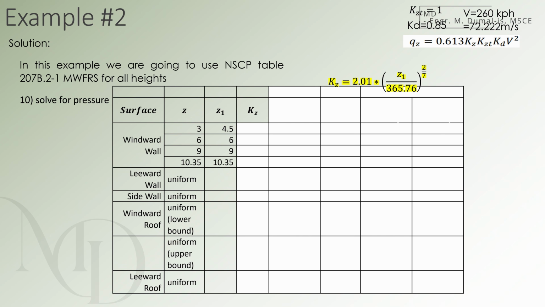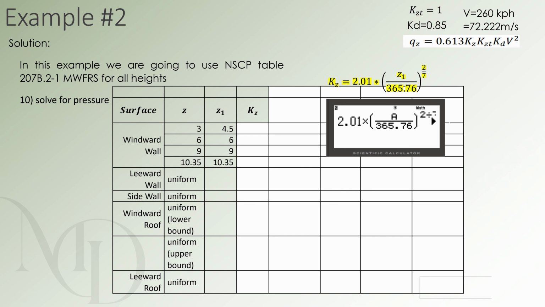The formula is 2.01 multiplied by the quantity z1 over 365.76 raised to the power of 2 over 7. Here, z sub g and alpha have already been replaced with the appropriate values. We now plug this formula into the calculator, replacing z1 with the variable a. This way, we can use the calc function to substitute the different values of z from our table.